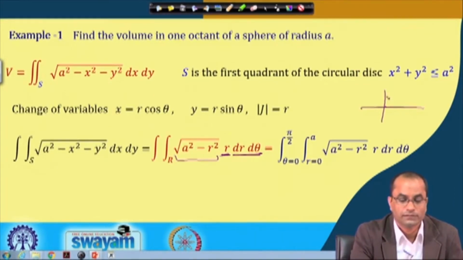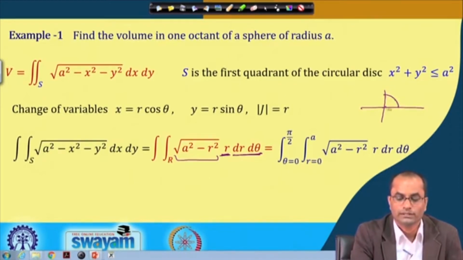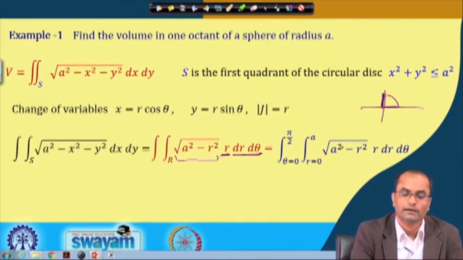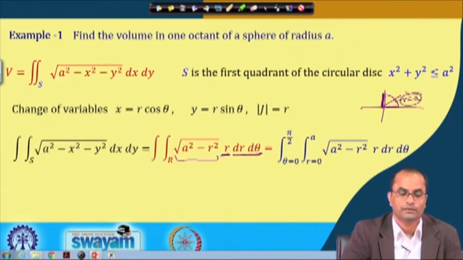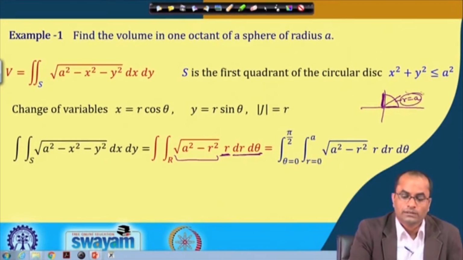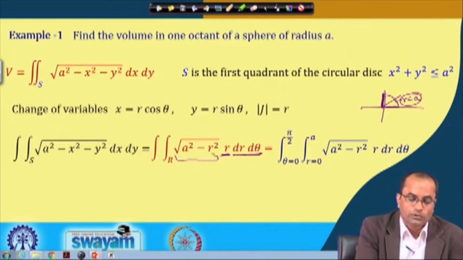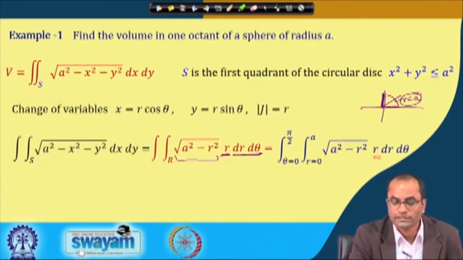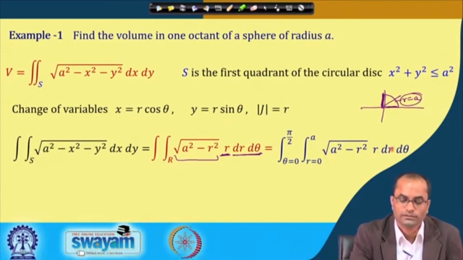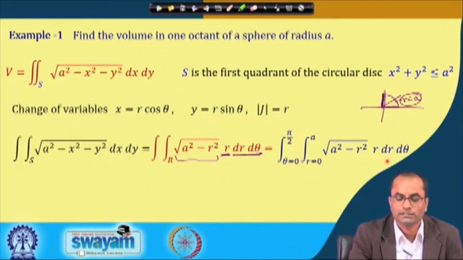So, we have this circular disc in the first quadrant. So, the theta will go from 0 to this pi by 2, and r will go from 0 to r is equal to a. That is the radius of the circular disc. So, now we can easily integrate with respect to r. There is no theta here.